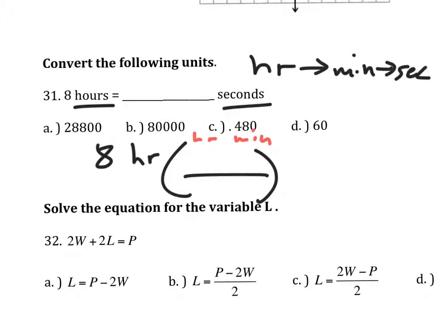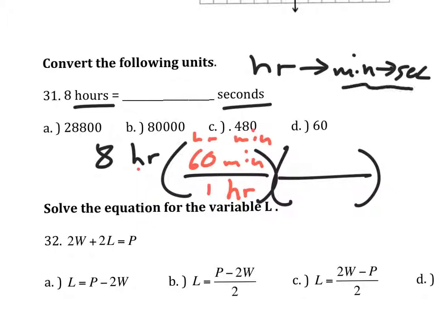But I have to decide what goes on top, what goes on bottom. Hours is going to go on bottom because it already is on top, and I want it to cancel out. Minutes on top, 60 minutes to 1 hour. But I still have to convert it to seconds. So, minutes to seconds. Which one goes on bottom? Minutes goes on bottom because I want it to cancel out with the one that's already up here. Seconds on top, 60 seconds to 1 minute.